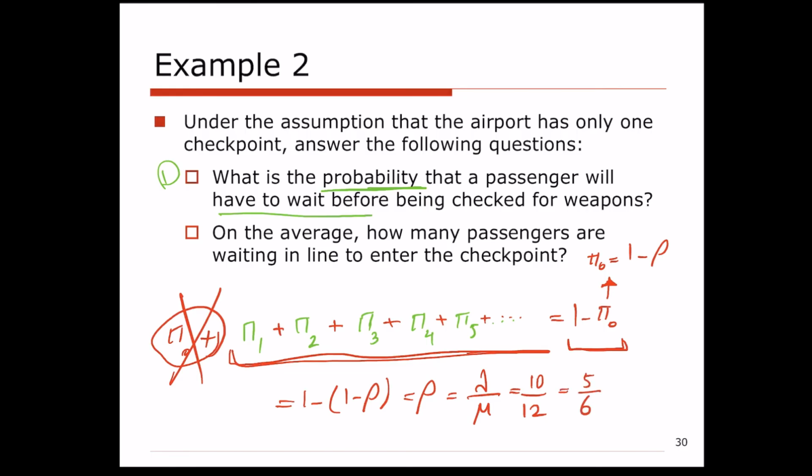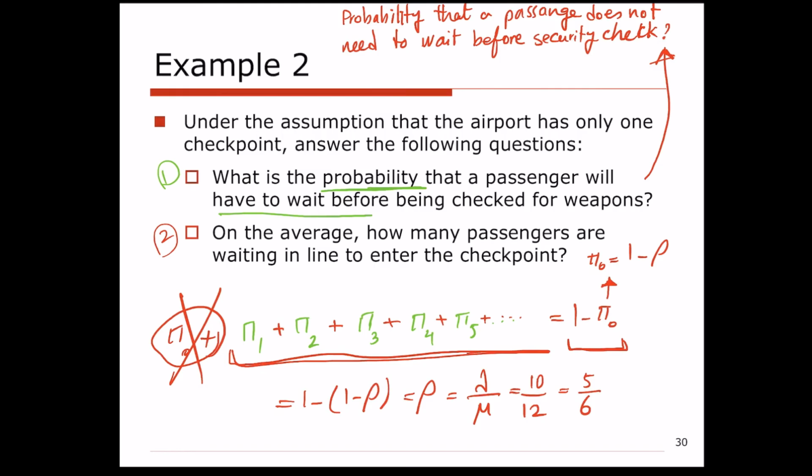That would be the probability of having a person or a passenger that comes to the system has to wait before that person is being checked. And before we go to the second question, let me give you another example related to the first question. If I ask you, what is the probability that the person that comes to the system does not need to wait? To answer this question, you have to think about what would be those scenarios in which a person or a passenger that comes to the system does not need to wait.